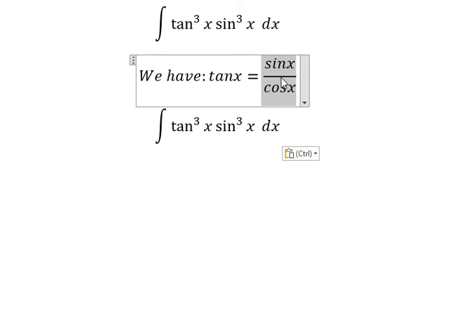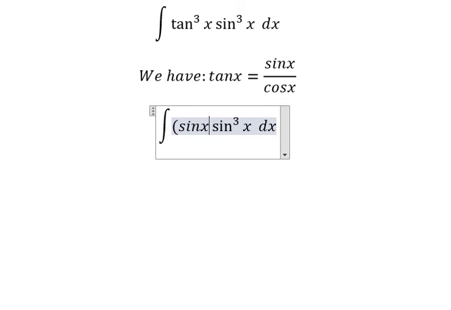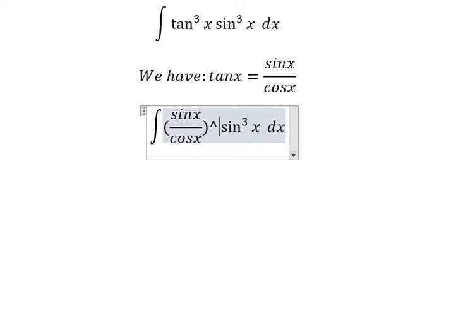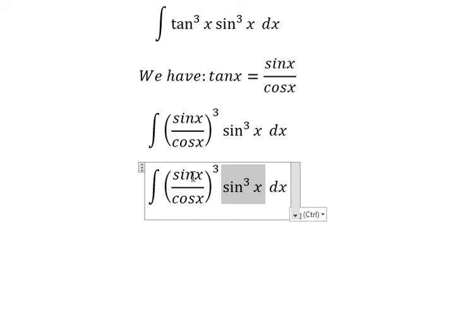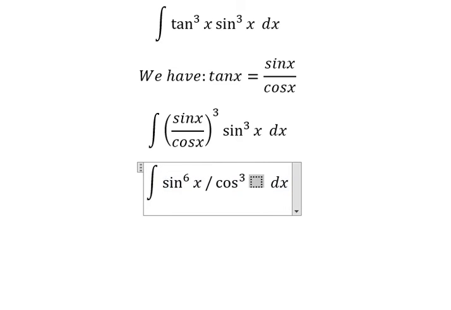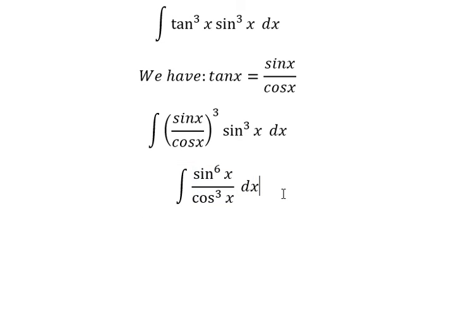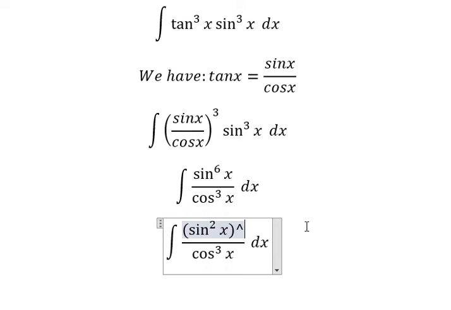So I will put this one down here. So we have sin x over cosine x. Now, this one multiplied with sin x to the power of 3. We have sin x to the power of 6 over cosine x to the power of 3. Next, about this one, I can put it into sin x squared to the power of 3, because number 3 with number 2, we have number 6.